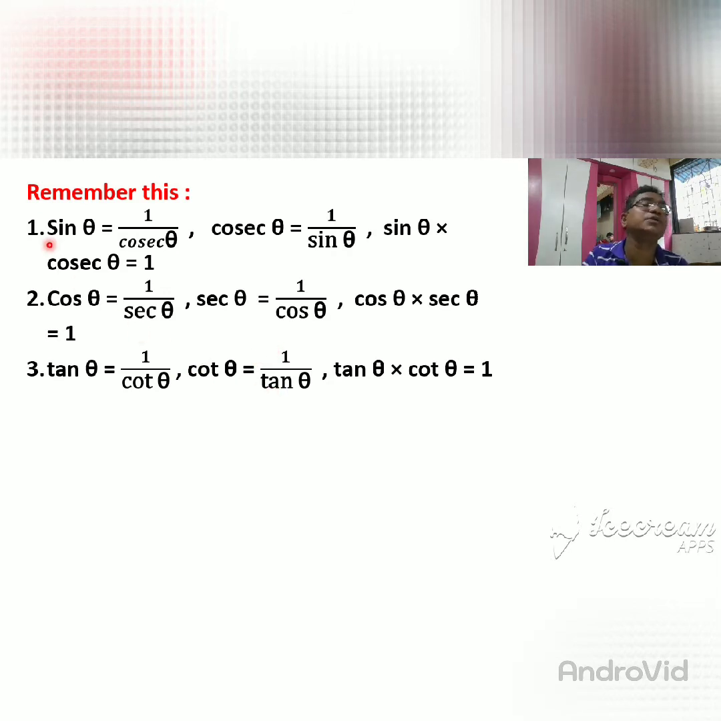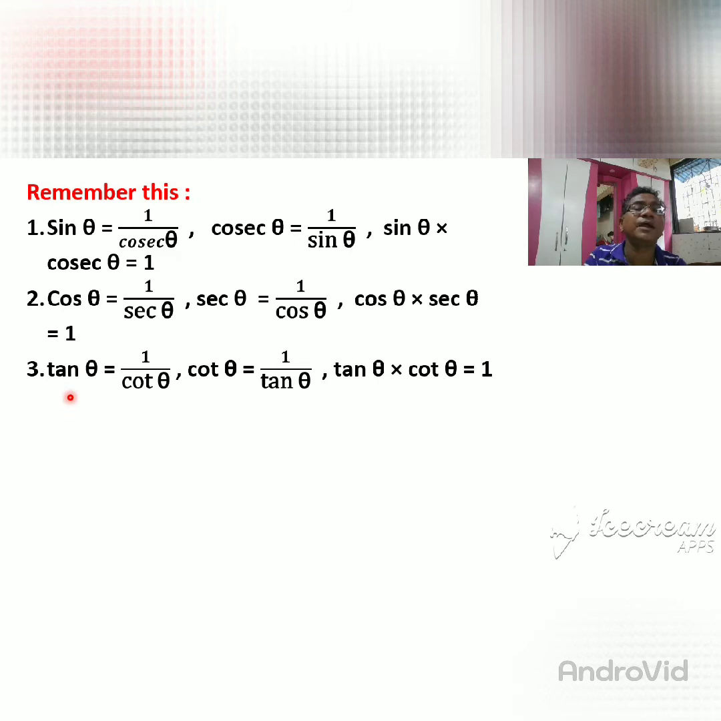If your observation is good, then you understand that sin theta is equal to 1 upon cosec theta. Then see, cosec theta is written, and the denominator becomes sin theta: cosec theta is equal to 1 upon sin theta. Then we do this multiplication: sin theta into cosec theta is equal to 1. Then cos theta is equal to 1 upon sec theta; here the denominator is sec theta, and sec theta is equal to 1 upon cos theta. Then this cross multiplication: sec theta into cos theta is equal to 1.